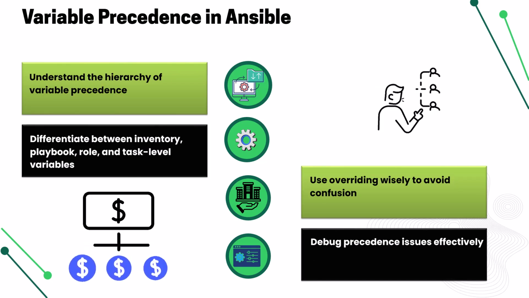Variable precedence in Ansible is like a pecking order: who gets the final say? Inventory variables might whisper, but playbook and task-level variables shout. Using overrides wisely prevents unpredictable behavior, and knowing how to debug precedence issues saves hours of frustration. Trust me, understanding this hierarchy will make troubleshooting feel less like detective work.